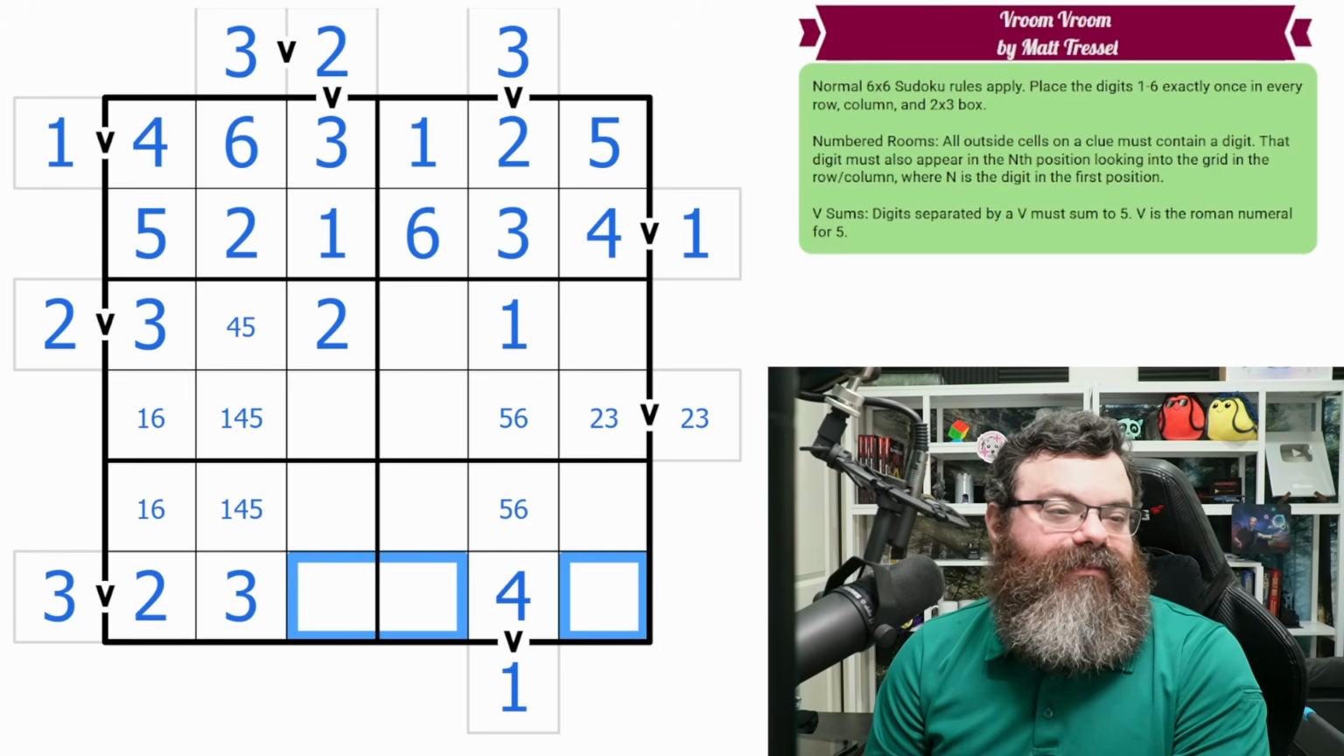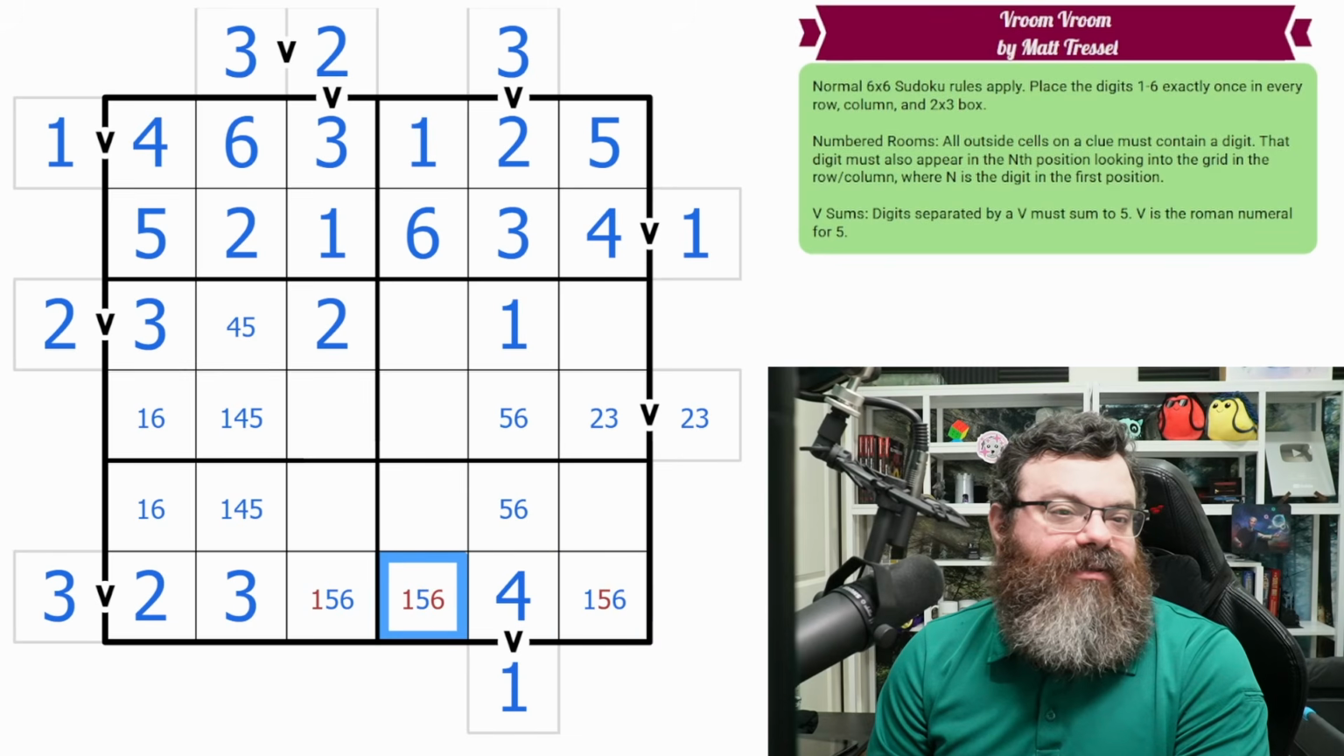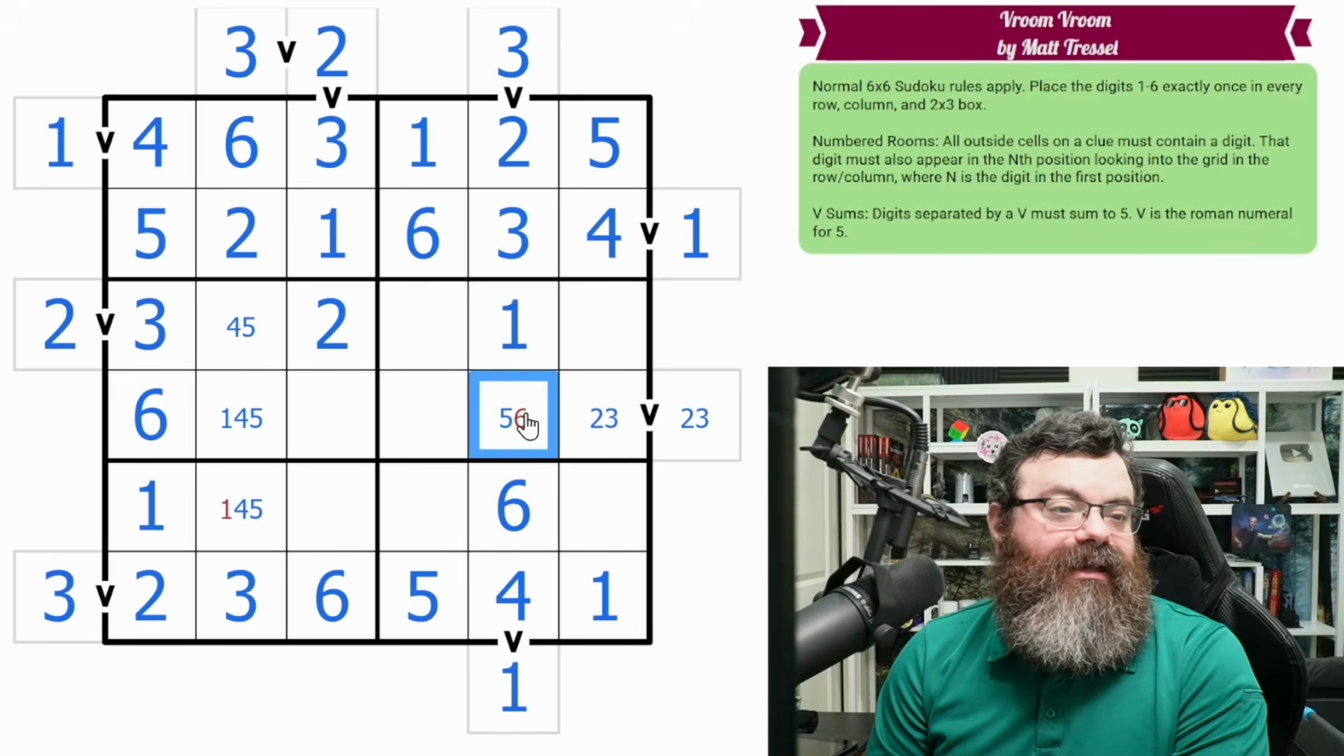This is 1, 5, 6. This can't be 1 or 6. That's a 5, 6, and a 1. That's 6 and 1 and 6. That's our 5. Okay, let's clean this up a little bit.